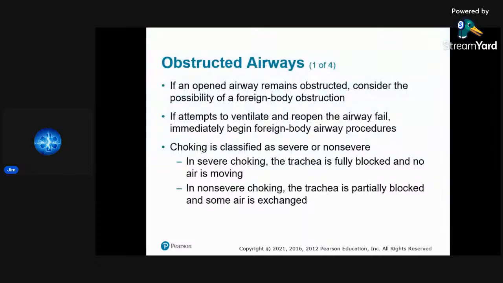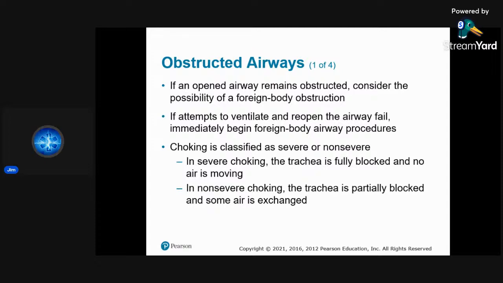Obstructed airways. If an airway that you just opened remains obstructed, we're going to have to consider a foreign body, right? There's something in there, possibly. If we attempt to ventilate and reopen, and the airway still fails, we're going to start our foreign body airway procedures, which would be the abdominal thrust on a conscious patient or CPR on an unconscious patient.